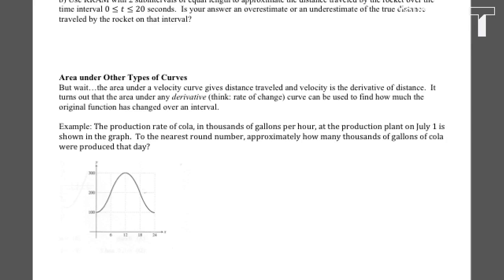So this function, I could call it C. Well, I might call it C prime. If C is the amount of cola produced, then this is C prime, the rate at which cola is produced. If I want to know how much cola gets produced from 0 o'clock in the morning, which we'll call midnight, until midnight the next morning, I can find the area under the curve. As long as I figure out the units correctly, that's going to give me the amount of cola produced.